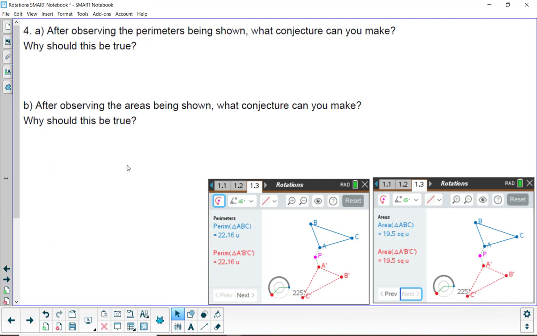And back to the rotations PDF, numbers 4A and B. Please answer those questions and press pause, then resume when you're ready.